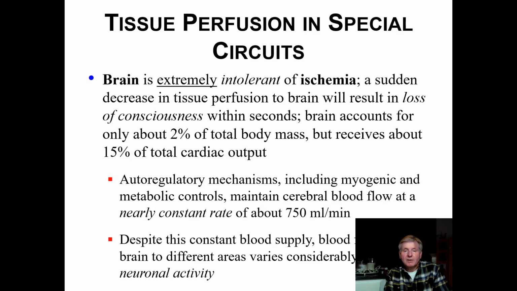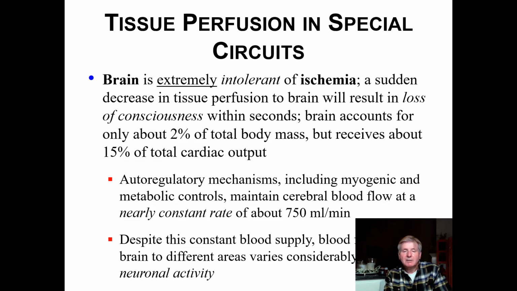The brain is extremely intolerant of ischemia. Ischemia is a generalized weakening of the cells. So a sudden decrease in tissue perfusion to the brain will result in a loss of consciousness within seconds. Your brain accounts for only 2% of your total body mass, but it receives about 15% of your total cardiac output. So your myogenic and your metabolic controls, those autoregulatory mechanisms, will help maintain cerebral blood flow at a nearly constant rate, about 750 mL per minute.